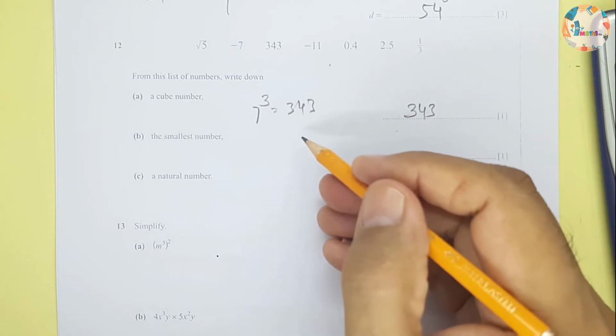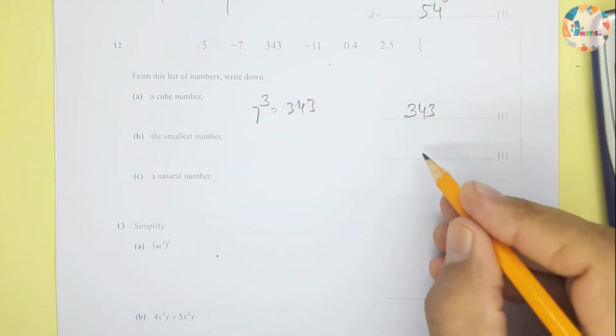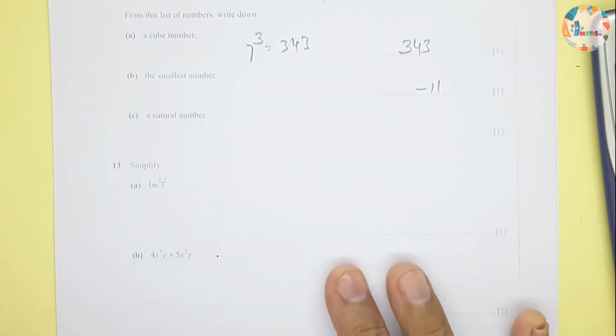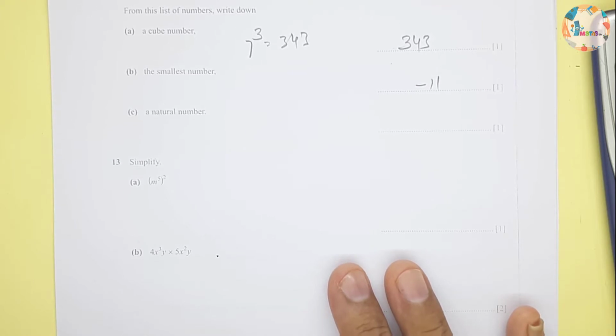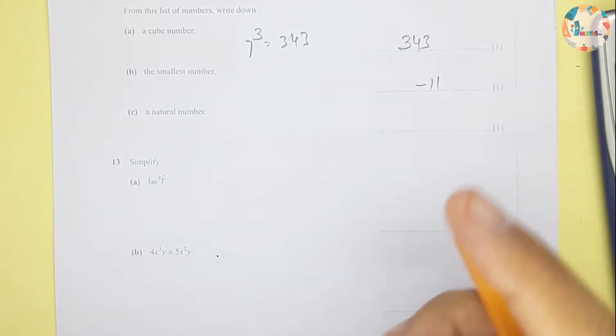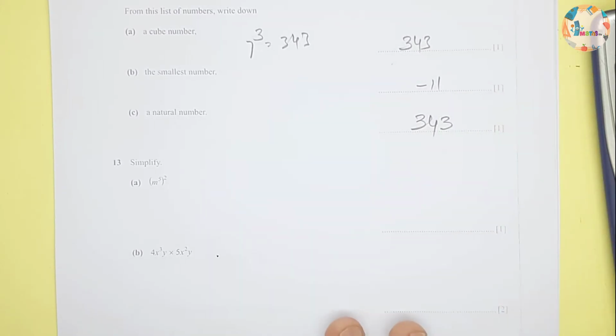Then the smallest number will be negative 11. This minus 11 is the smallest number, and the natural number is also 343. The rest are not natural numbers.